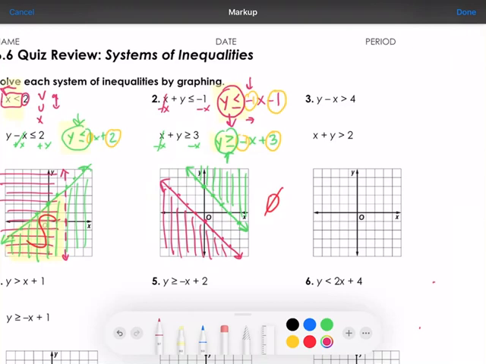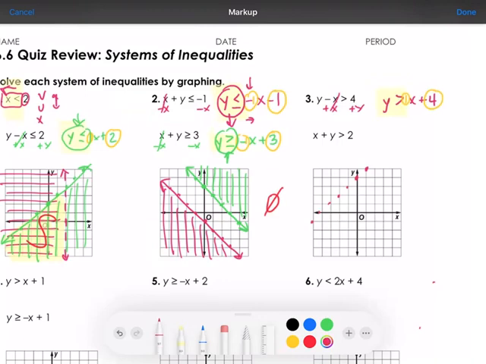This top equation, y minus x is greater than or equal to 4. I need y by itself, so I'm going to add x to both sides because it was negative. I'm left with y is greater than x plus 4, where my intercept is 4 and my slope is 1. So I'm going to start on positive 4 and go up 1 over 1. That takes me off the graph, so I need to continue down this way.